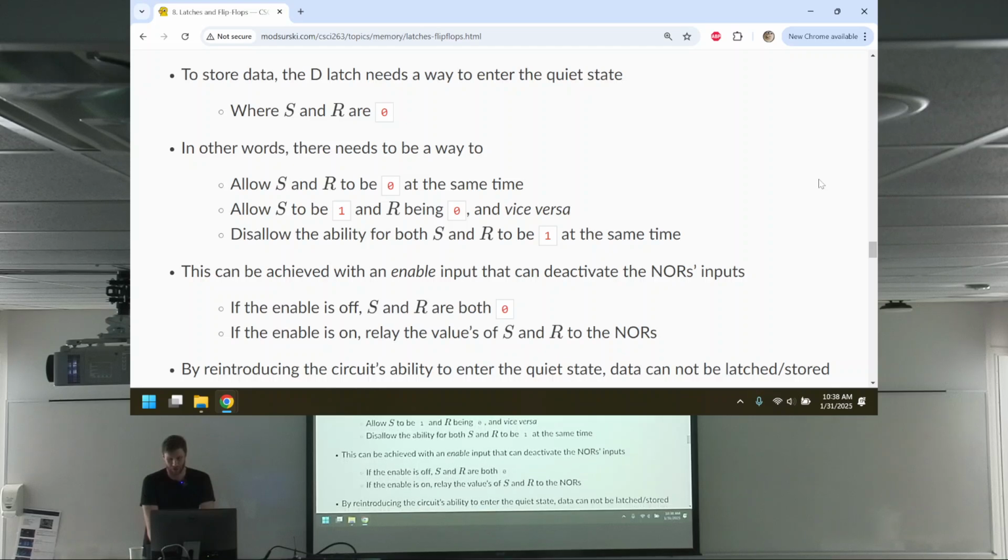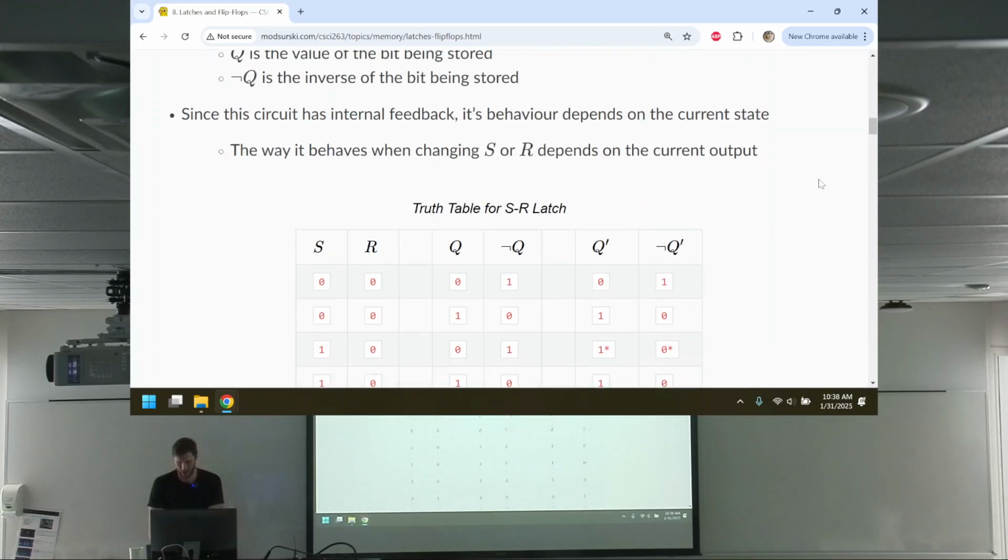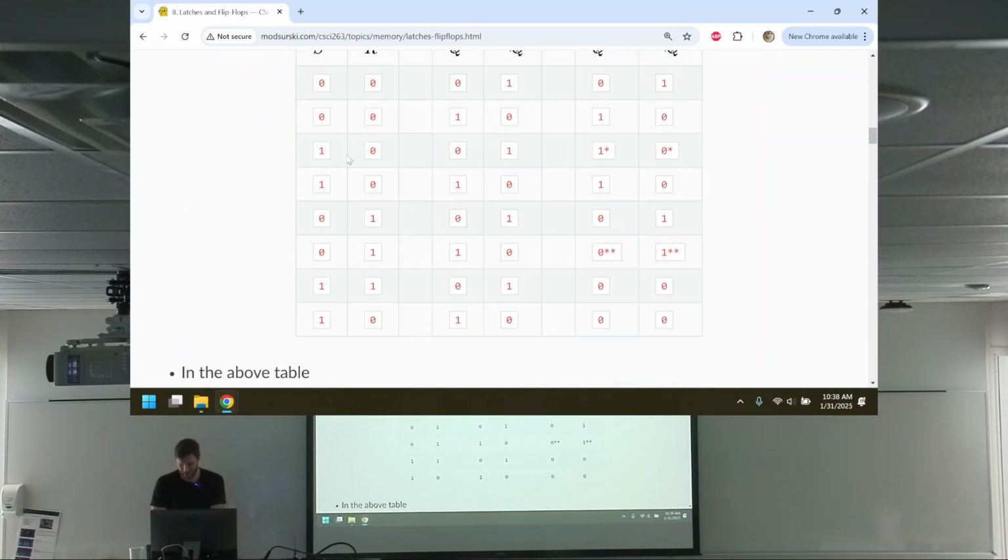All right. So to store data, the latch needs a way to enter the quiet state. What I mean by store is I want to be able to set the Q value to high or low. Let's go back to the SR latch. If I set it, Q becomes 1. And if I want to store that data forever, I just set S and R to 0, and Q will remain 1. It's stored.